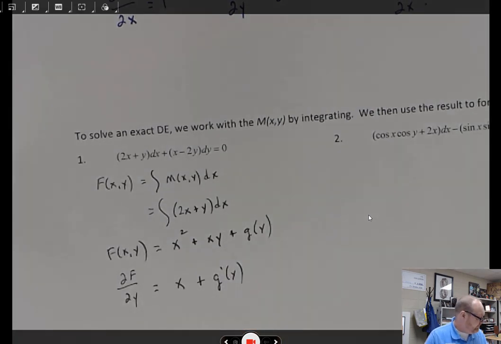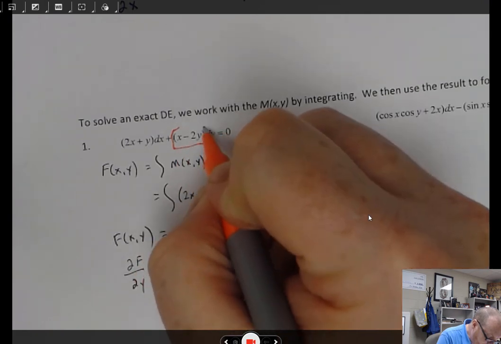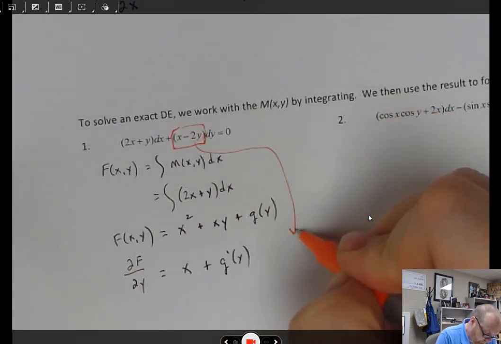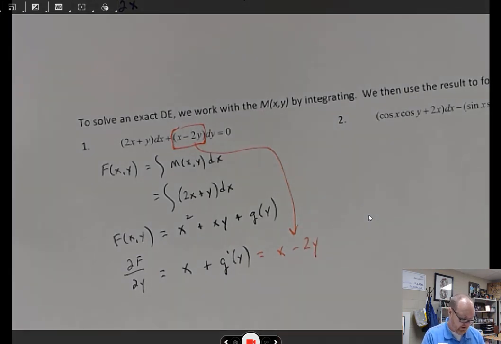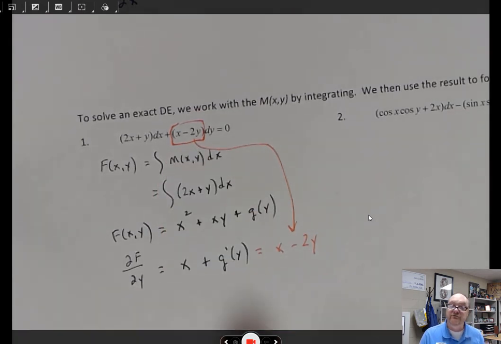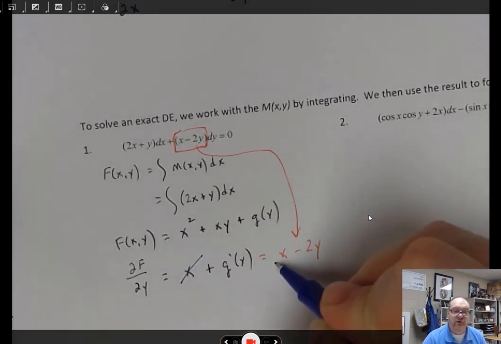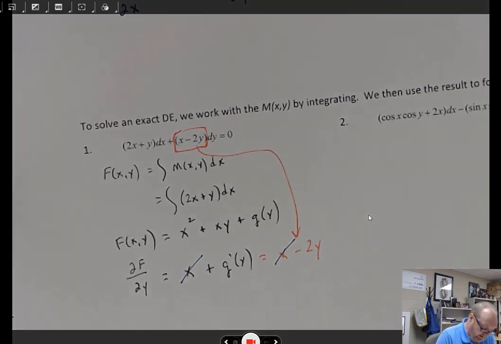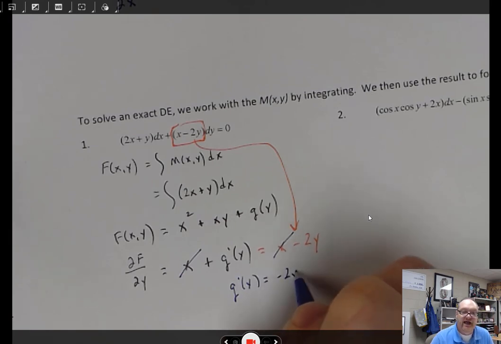So now I need that function to look like this function. I need that derivative with respect to y to look like what I started with up here. Most of the time the stuff will be there. If it's not, that's where we'll find this g of y term. The x terms are both there, so I can get rid of them. So really all I've got left is g prime of y is equal to negative 2y.